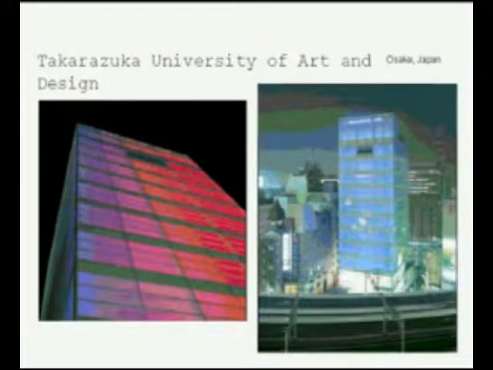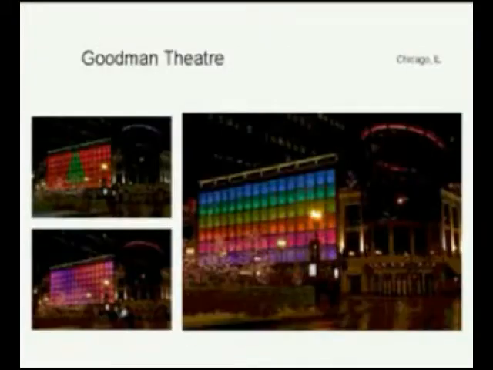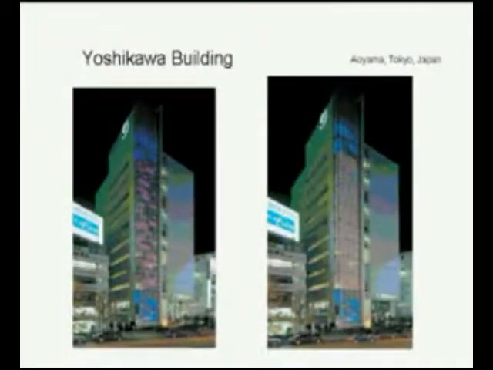Takarazuka University of Art and Design in Osaka, Japan used the surfaces of the exterior of the facade with lighting on the inside to create a wonderful color mix. One of the very first LED facade applications was in Chicago at the Goodman Theater, which used wall washing devices and scrims on the interior to create colors for each lighting panel within the facility. In Japan, a facade application as well using individually controllable nodes.